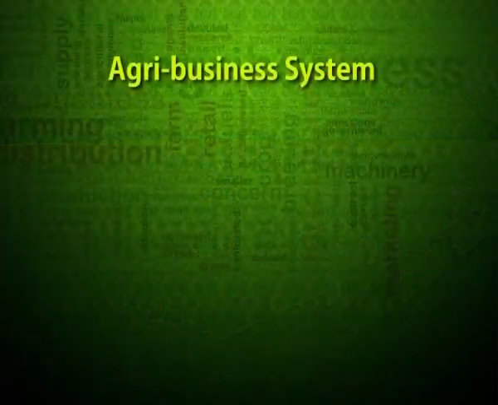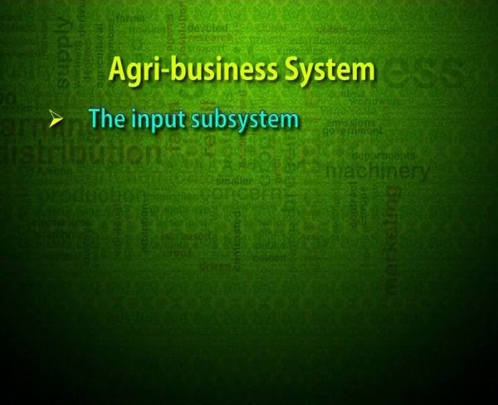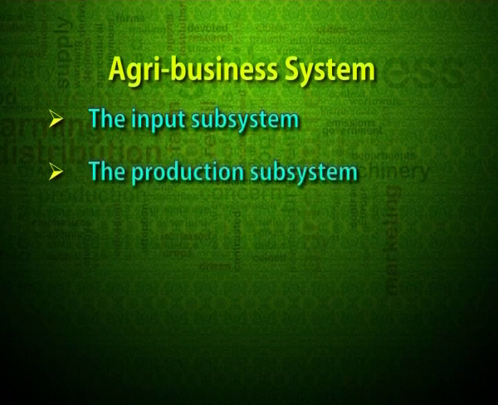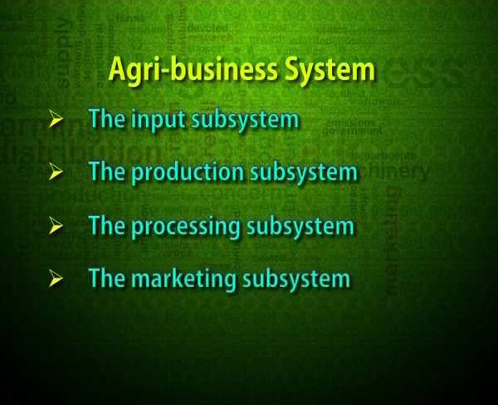By looking at these sectors, it is clearly observed that agribusiness is a system of interrelated and closely knit stages in the life cycle of an agricultural consumer product. So, agribusiness can be further analyzed into many subsystems, and they are the input subsystem, the production subsystem, the processing subsystem, the marketing subsystem, and the last one, the support subsystem.